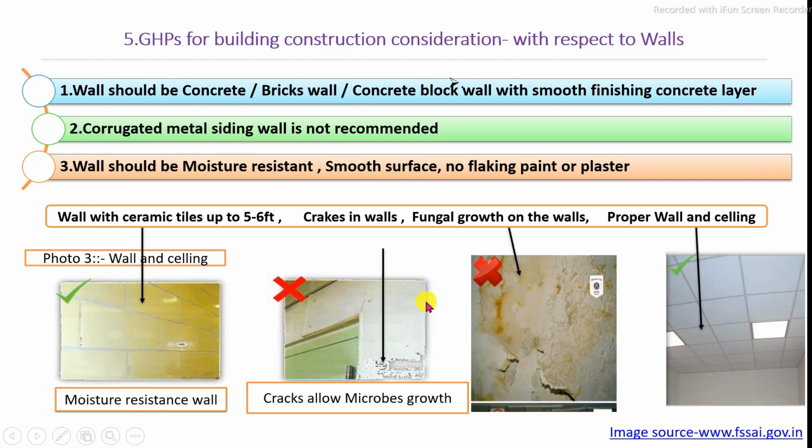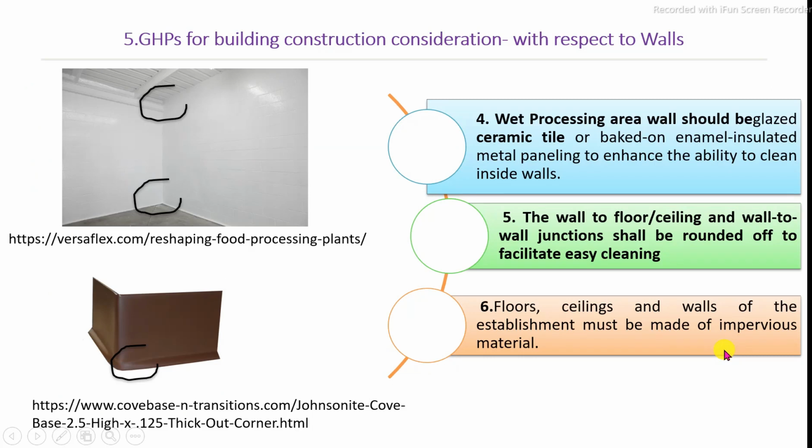The wall should be properly smooth, properly coated, with no flaking paint or plaster dispatch. You can see a proper wall and ceiling in this photo. The next point with respect to the wall is that the wet processing area wall should be glazed ceramic tiles or baked enamel insulated metal panels to enhance the ability to clean the inside of that wall.